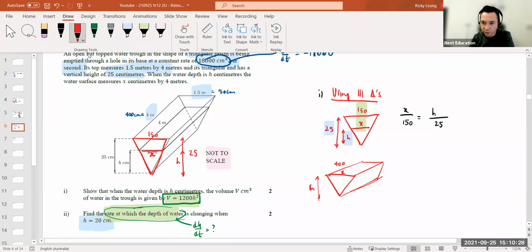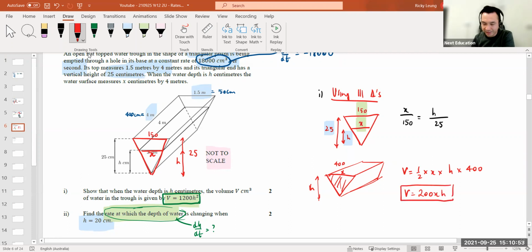Now, I know that the volume here is equal to the area of the base times the height, right? So that's a half times x times h times 400. Yeah, that's it. That's the volume. Using your year 7, year 8 measurement. Half times 400 is 200, so 200xh, right?